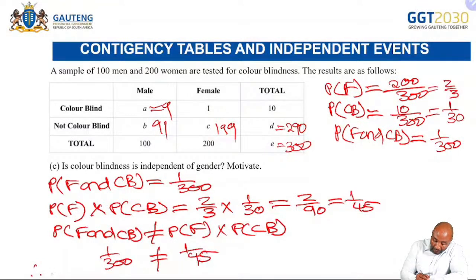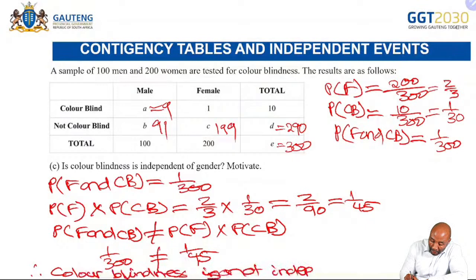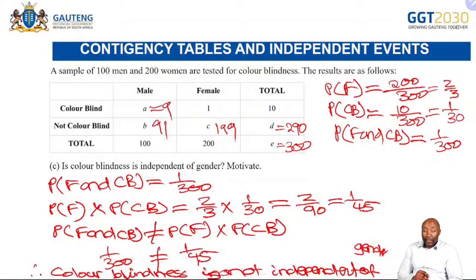So therefore, color blindness is not independent of gender, as you can see it there. So it means color blindness is dependent on gender. Even the results are showing of the 10 who are colorblind, 9 are males. So it means colorblind males are more colorblind than females.